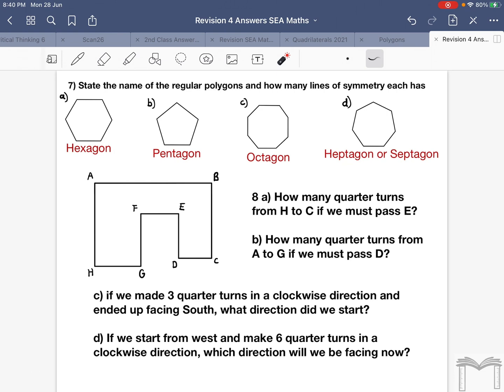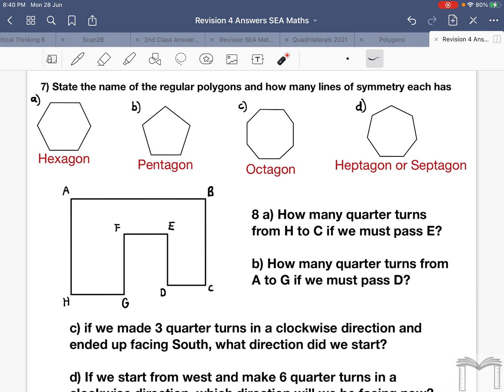Six-sided polygon. This is a regular polygon. It's called a hexagon. These are all regular polygons. 6 sides, hexagon. 5 sides, it's called a pentagon. 8 sides, it's called an octagon. And 7 sides is called a heptagon or septagon.